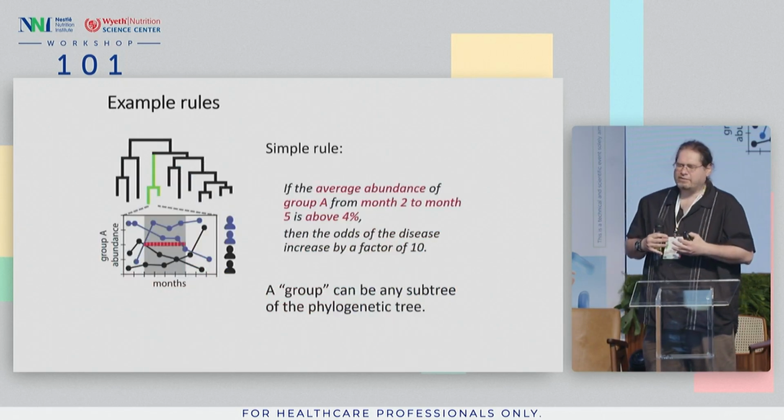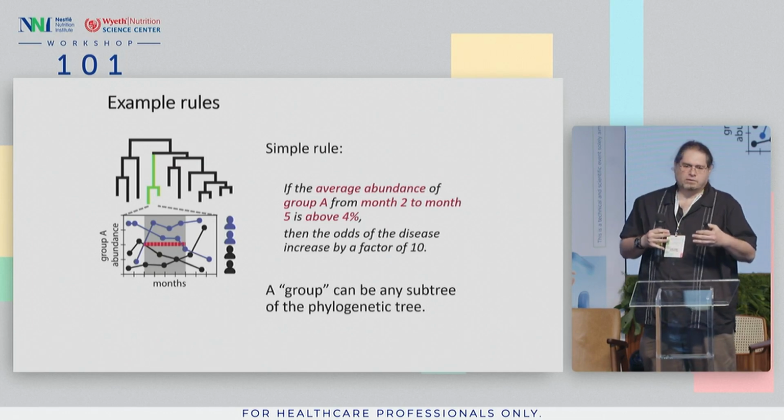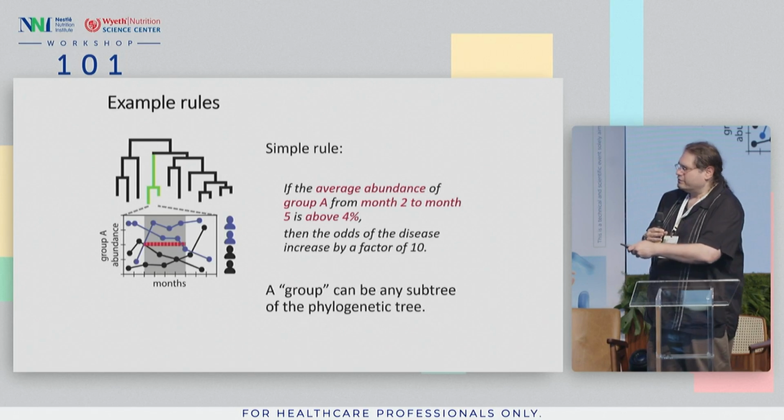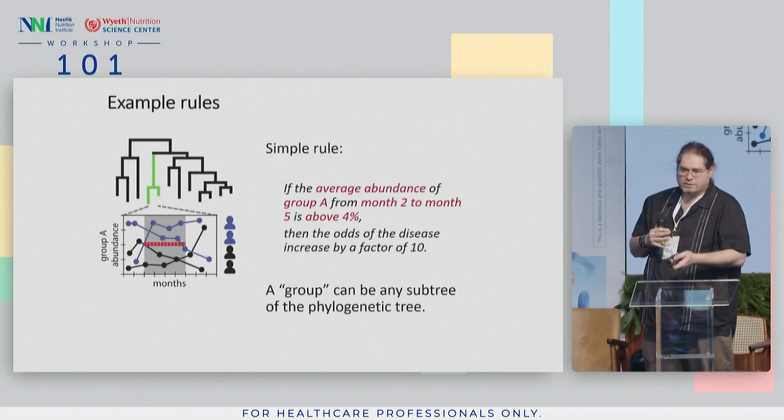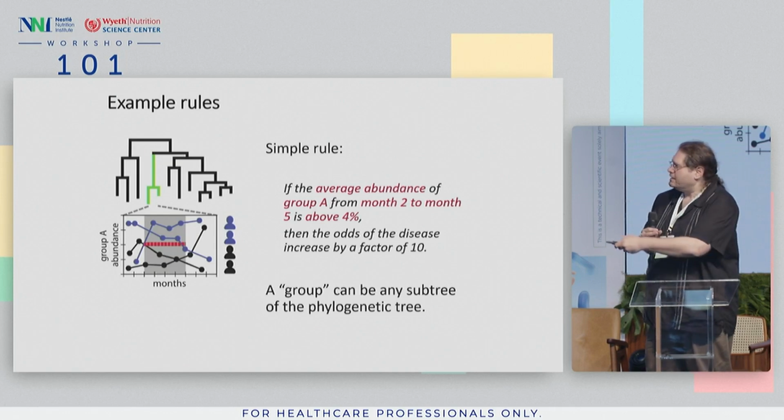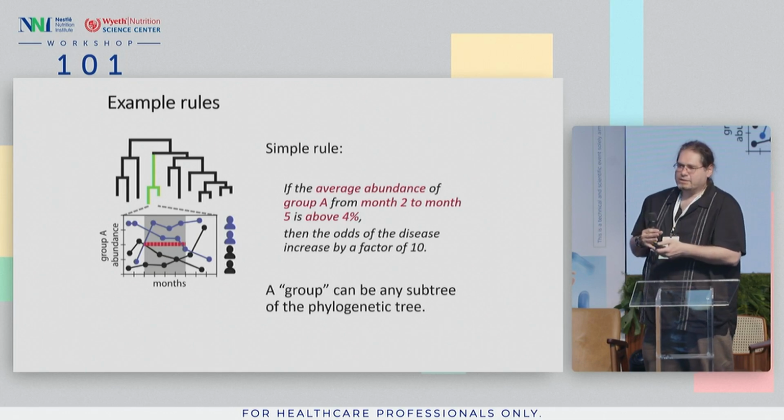And these rules have a very particular structure that we build in. So they consist of what are called detectors. Each detector has 3 different parts. So the first part is it says, I'm going to identify a group of microbes, so a part of this phylogenetic tree that's most relevant to the prediction. It also says I'm going to find a time window. So in this case, it shows 3 to 5 months, and then it looks for a threshold. And from that, it can make a prediction about the disease state.